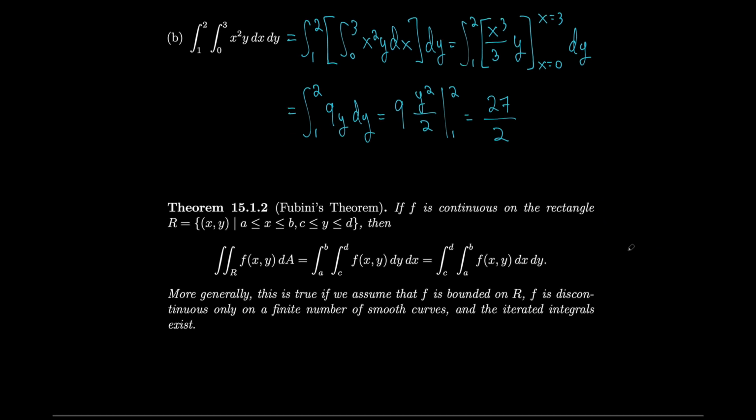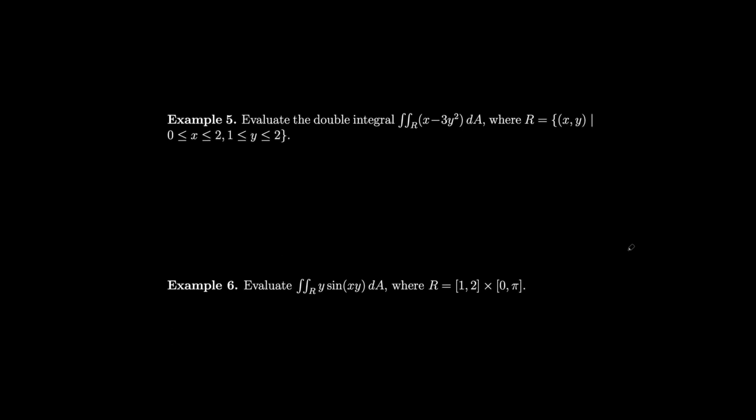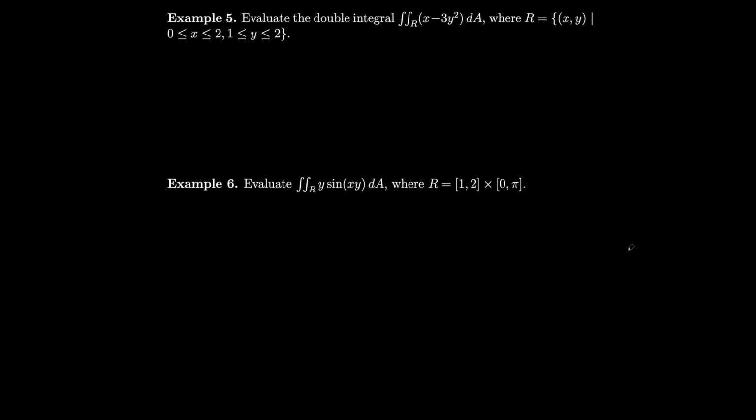But again, not so easy to prove. We're still going to use it though. So how about we evaluate this double integral, and we'll use Fubini. So we'll take the double integral over R of x minus 3y squared dA, and we will express that as an iterated integral over this rectangle.